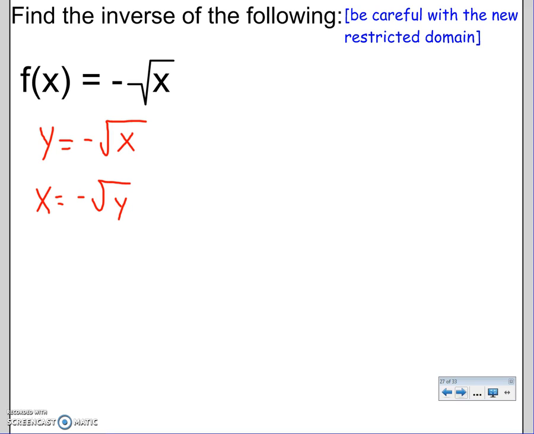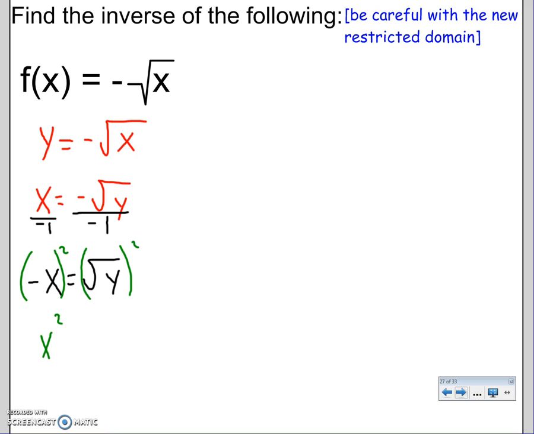So like before, I want to isolate the radical. I need to get rid of that negative sign, so I'm going to divide by negative 1. So now I have negative x equals square root of y. Once the square root is by itself, you're going to square both sides to get rid of the square root. Negative x times negative x is positive x squared. Square root y squared is y. So here's my answer. Y equals x squared.